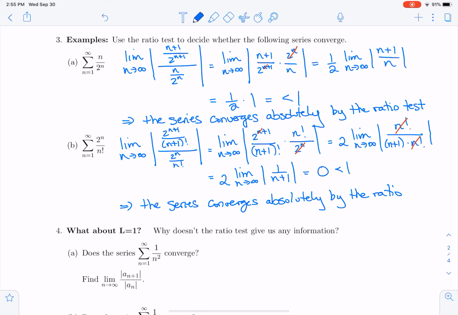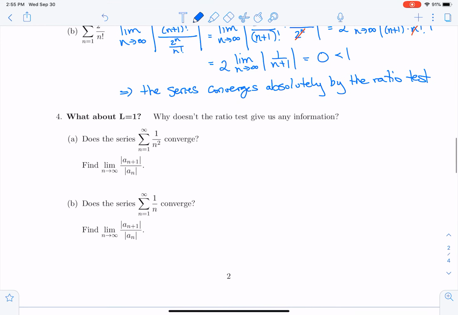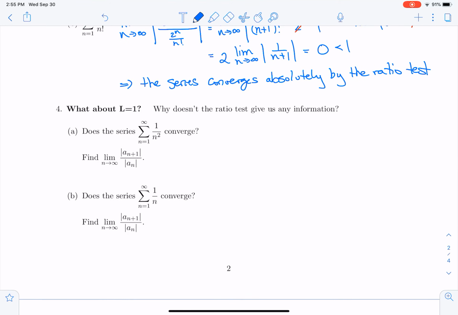And so these are two examples of how to use the ratio test. Now, in both cases, we had that the series converges. Obviously, there are going to be times where the limit is greater than 1 and the series diverges. What happens when the limit is 1? Well, let's look at two particular series. First, we're going to look at a p-series, the sum of 1 over n squared. And does the series converge? Well, yes. That's a p-series, right? And p is 2 in this case, which is bigger than 1.